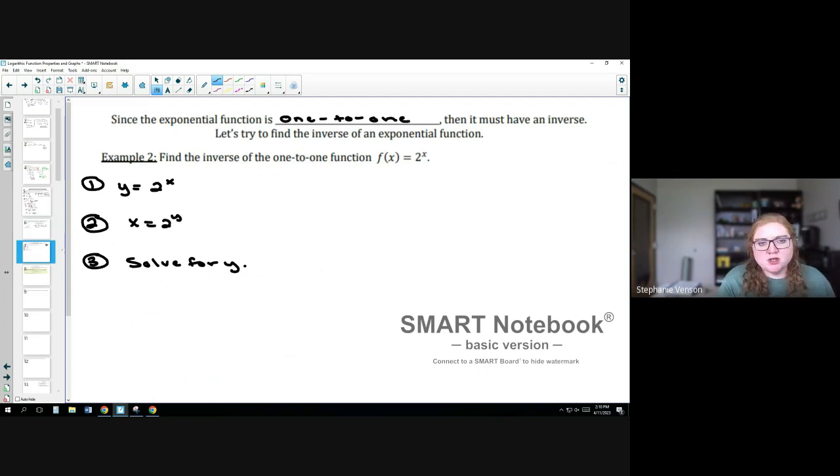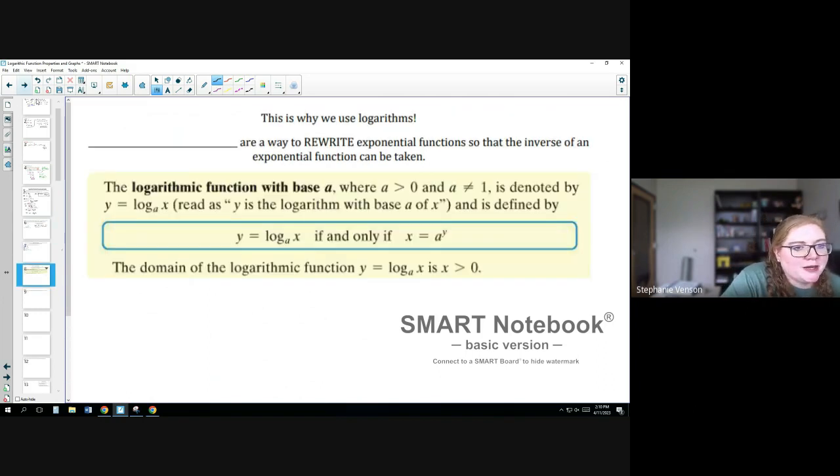So what we're going to do is actually pause this example here because I currently haven't taught you how to do that. So I'm going to go through the lesson and teach you about logarithms. And then later on down the lesson, once we learn how to use logarithms to rewrite exponentials so that we can take the inverse, we'll come back to example 2 and finish it up. But for now, let's keep going so we can learn a little bit more about logarithms. So again, this is why we have logarithms.